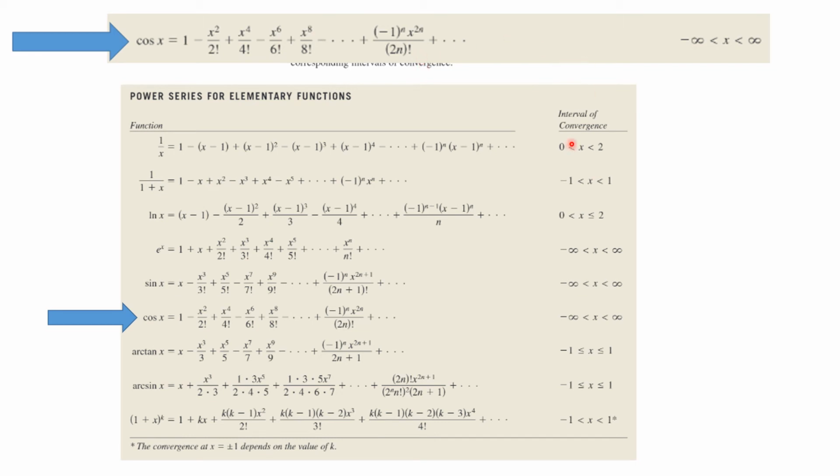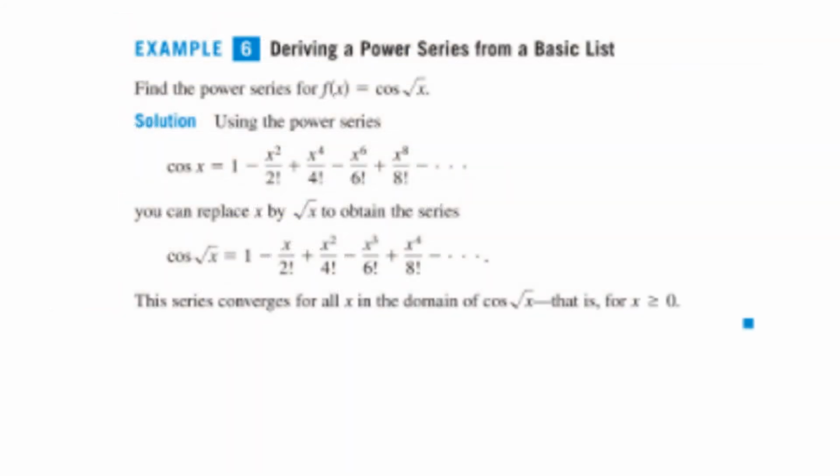Let's test this using our composition of functions. So here I say find the power series for cosine of square root of x. So here is what the cosine of x was, but now we're replacing x by the square root of x. So instead of getting x squared, you just get x. Instead of getting x to the fourth, you get x squared. Instead of getting x to the sixth, you get x cubed. And instead of getting x to the 8, you get x to the fourth. And again, you see we're dividing by this.